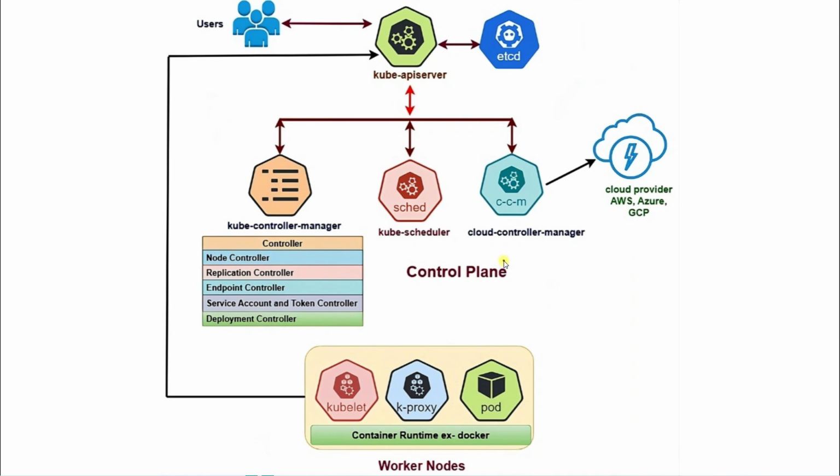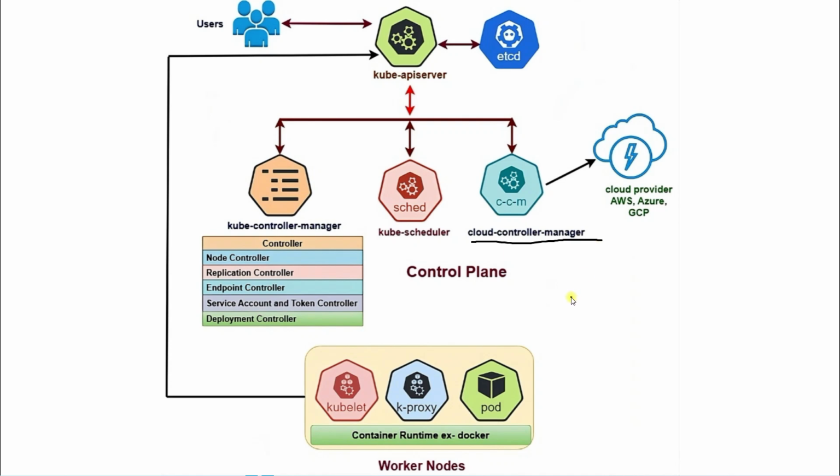Another component we have here is the cloud controller manager. This generally integrates Kubernetes with the underlying cloud providers. Suppose we are running Kubernetes on Azure, AWS or GCP, any cloud provider, then only this cloud controller manager works. Otherwise there is no use of it if we are using an on-premise Kubernetes cluster. It basically manages the configuration and infrastructure like load balancers or storage. Everything will be managed by this cloud controller.